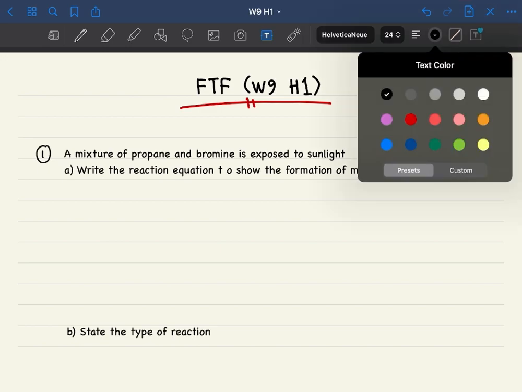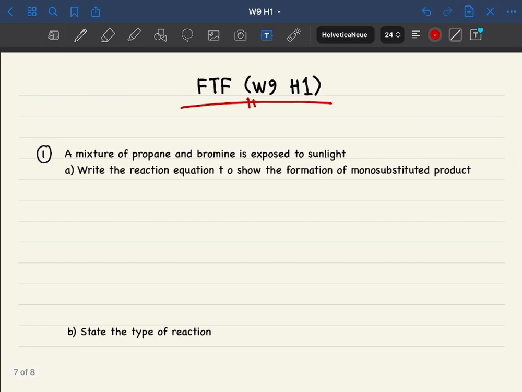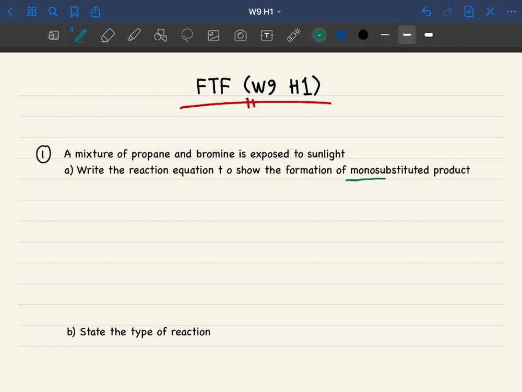Please bear in mind that the mono-substituted product represents that only one substitution happens at a time. The keyword here is the sunlight, and also given to you is an alkane together with bromine. So alkane will undergo halogenation reactions when reacting with bromine. So we're going to write the reaction equations.